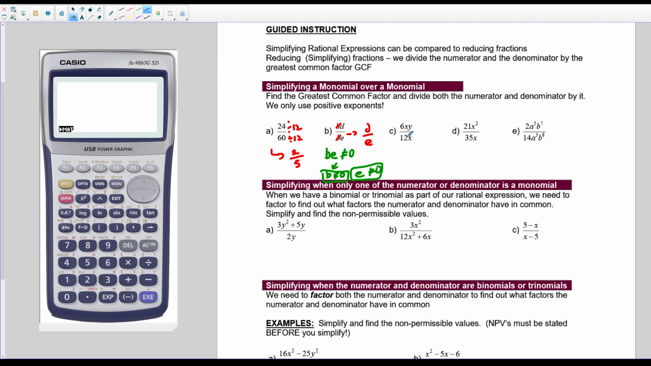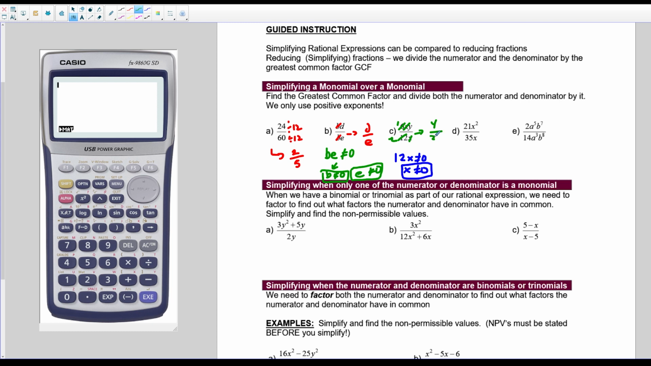For the next example, let's look at our NPV first. We have 12x cannot equal 0. So x cannot equal 0. I can just divide both sides by 12. Now we can reduce our coefficients here. So 6 and 12 can both be divided by 6. So this leaves me with a 1 on top and a 2 on the bottom. I can get rid of an x on the top and the bottom, and I am now left with y on top, 1y, or just y. So I have y on top, and I have a 2 left on the bottom.